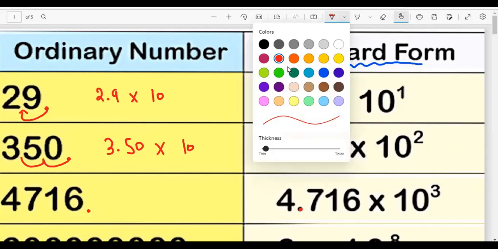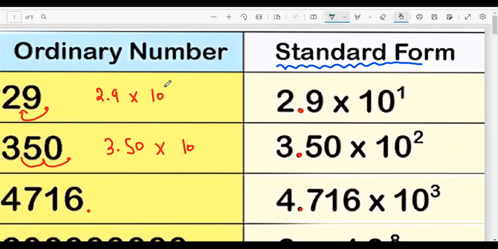Now the discussion and the important part is what exactly would come in the power? What number am I going to write down here? What number am I supposed to write down here? Okay, so we have two things. Please pay attention. We have two things. If we are moving this decimal towards the left, the power is going to be positive.